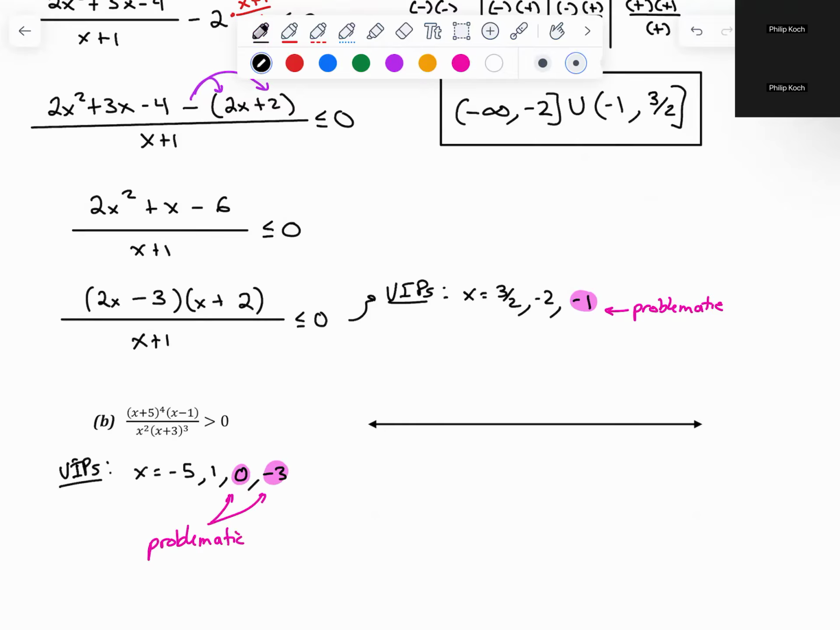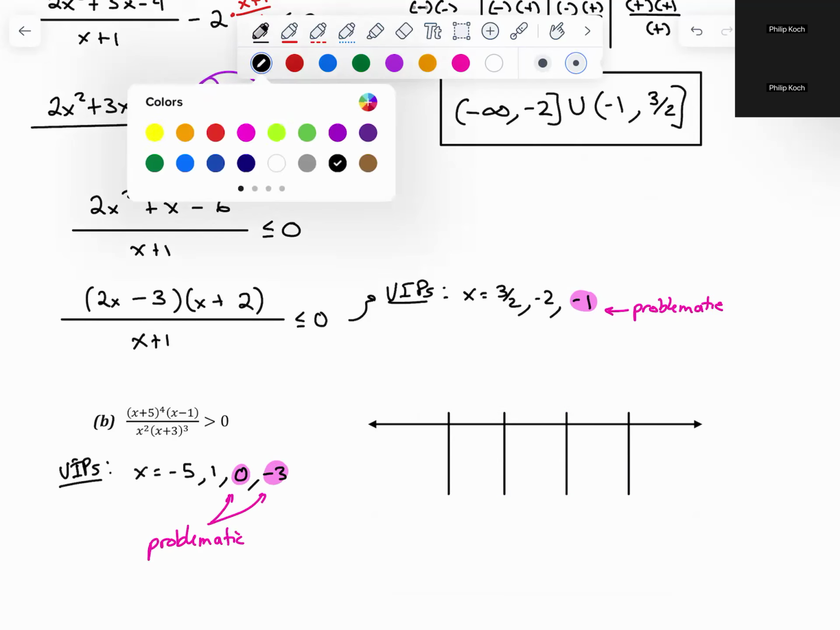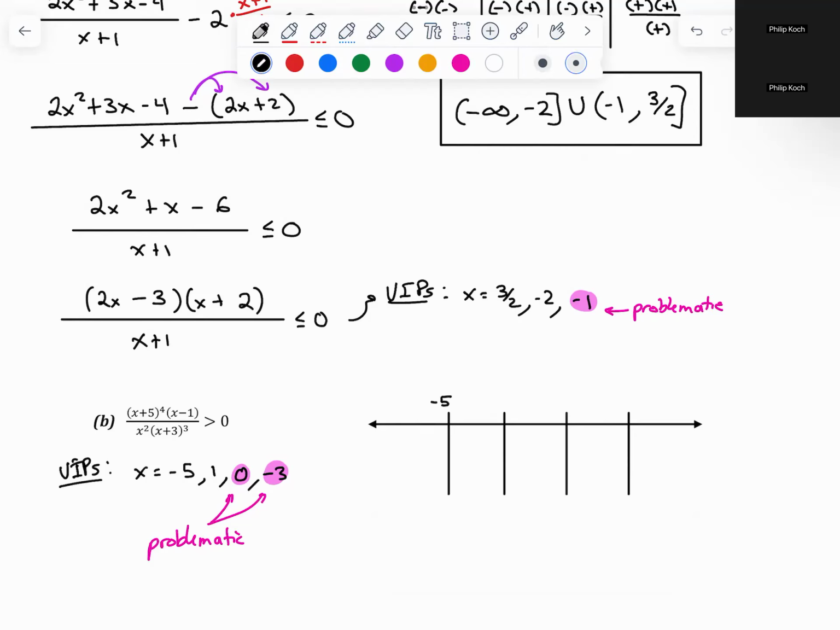Let's plot all those on a number line. Quite a few. You got 4 of them total. So -5, then -3, then 0, then 1, with 0 and -3 being problematic. Once again, because this is a strict inequality, that's not going to matter too much, but it doesn't hurt to still mention it.